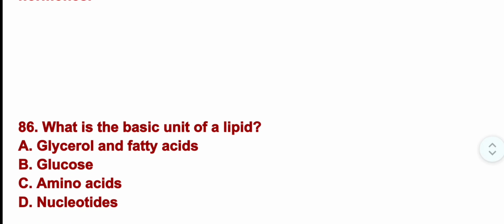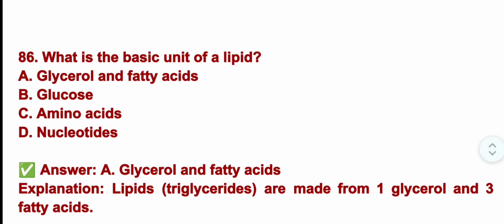Question number 86. What is the basic unit of lipid? The correct option is option A, glycerol and fatty acid. Lipids, triglycerides, are made from 1 glycerol and 3 fatty acids.